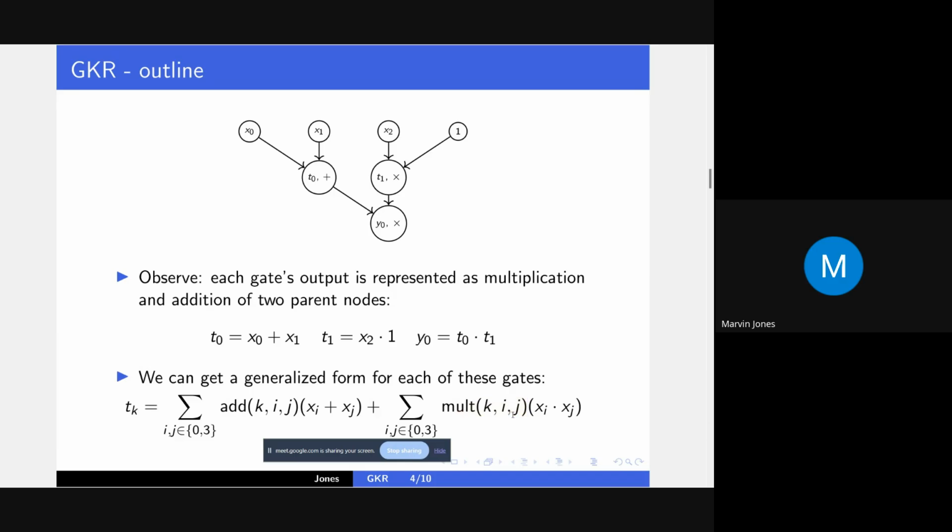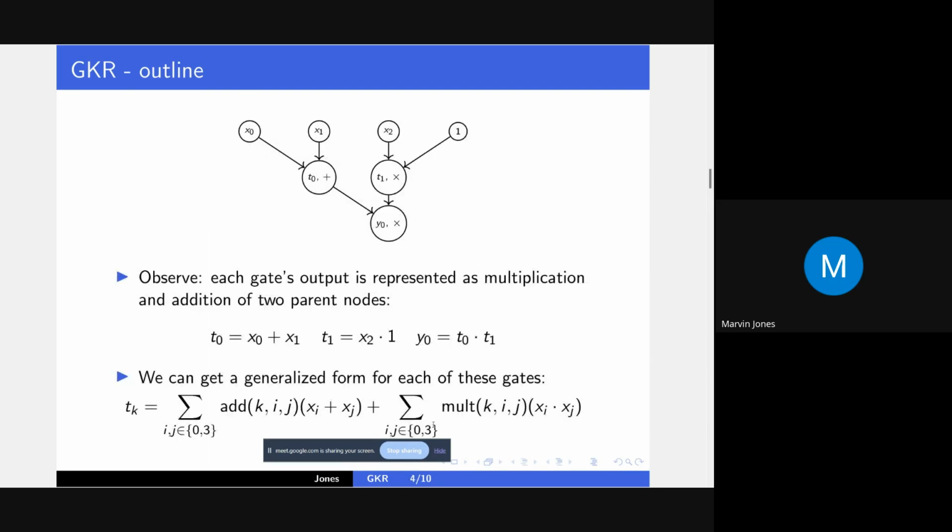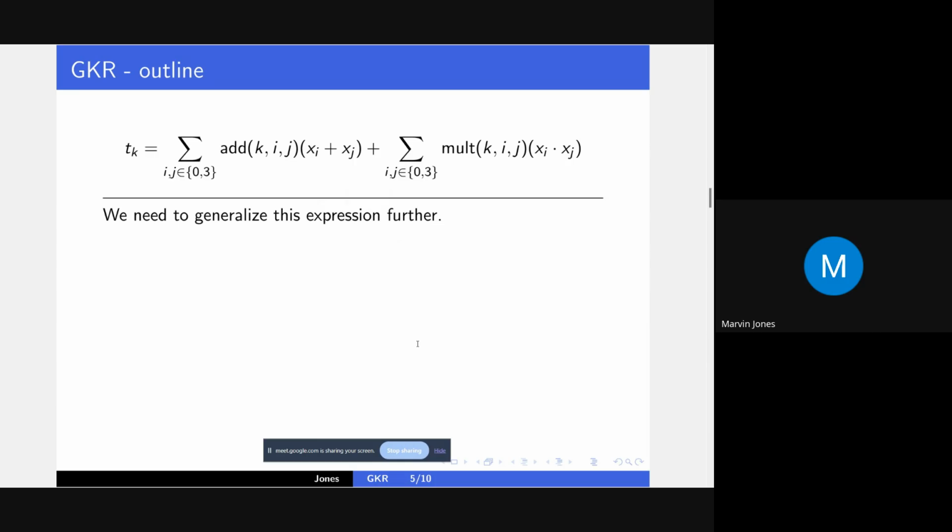Now, as soon as you see that, you probably go, okay, why are we doing that? That seems very convoluted. And you're correct, but hold that thought for a moment, because we need to further generalize this expression. So we went from very clean, nice equations to going, let's generalize it.